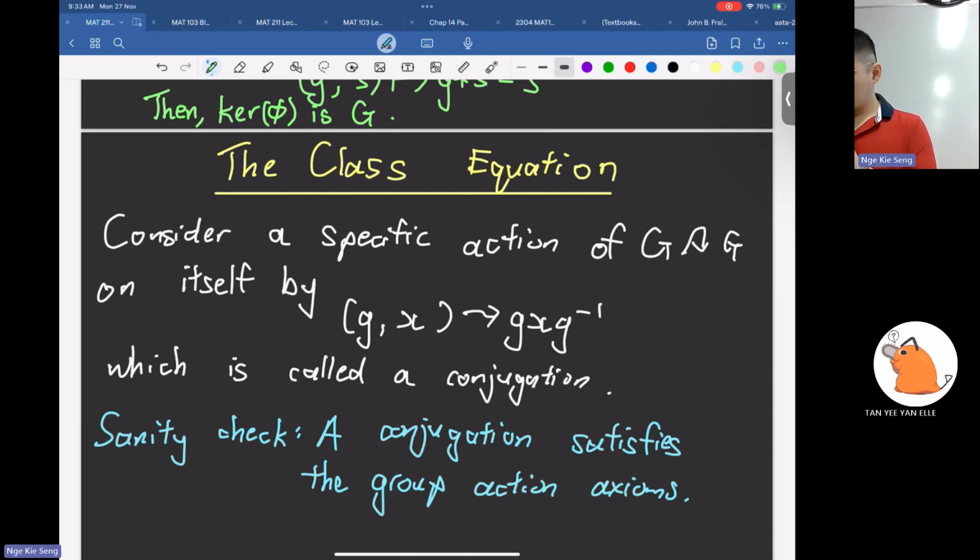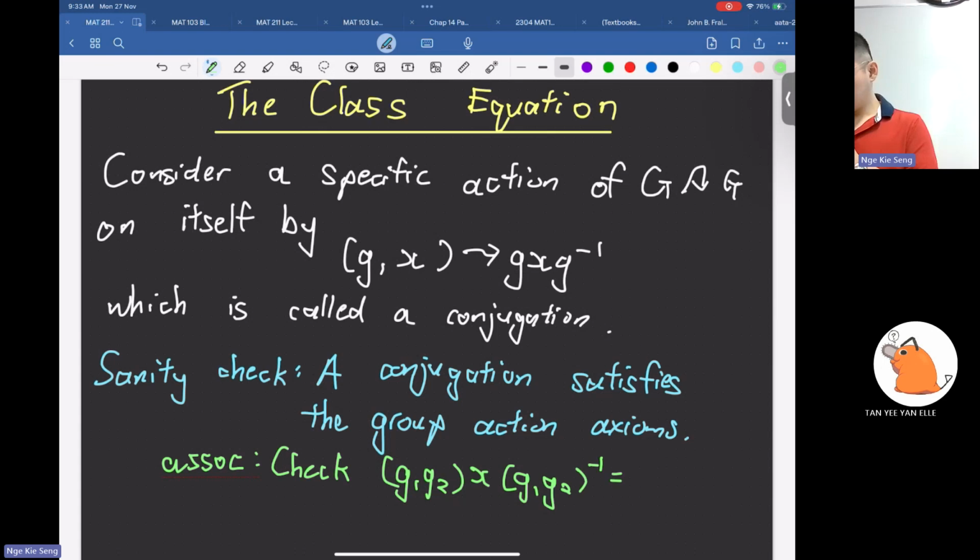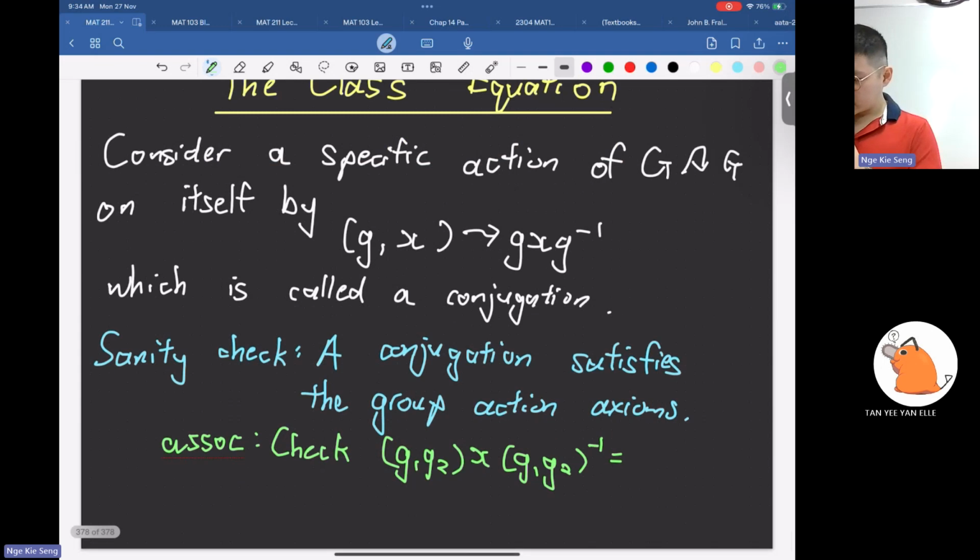So let me write down the associative part. For the associative part, you need to check what? You need to check that, for example, G1, G2 on X, G1, G2 inverse is equal to what? So let's check this.